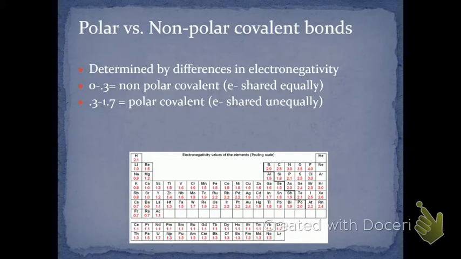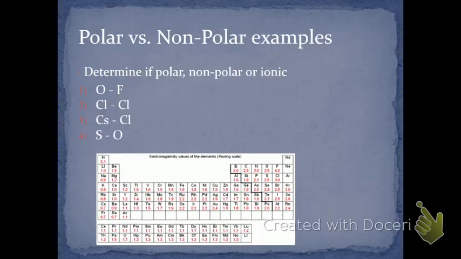But one of the keys you want to remember is that nonpolar and polar are still covalent, meaning they're still sharing. So polar and nonpolar are a type of covalent bond. And then we learned ionic bonds. And so the way we know if it's nonpolar or polar is we look at the electronegativity between the two atoms that are bonded together. So let's do some examples.